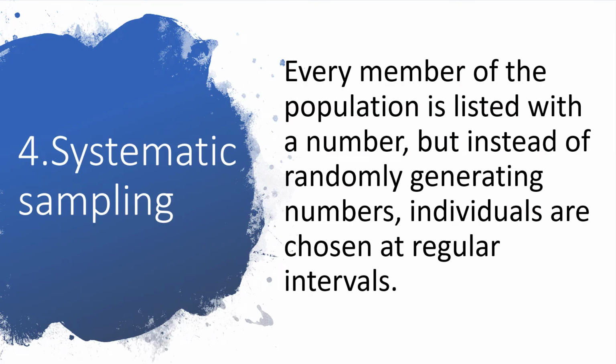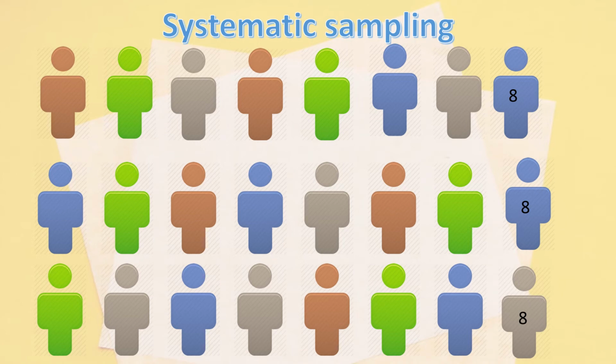The last but not the least is called the systematic random sampling. This is a very common technique. Let's say, for instance, every member of the population is listed with a number, but instead of randomly generating numbers, individuals are chosen at regular intervals. If you were conducting surveys at a mall, you as a researcher must survey every 8th person that walks in, for example.